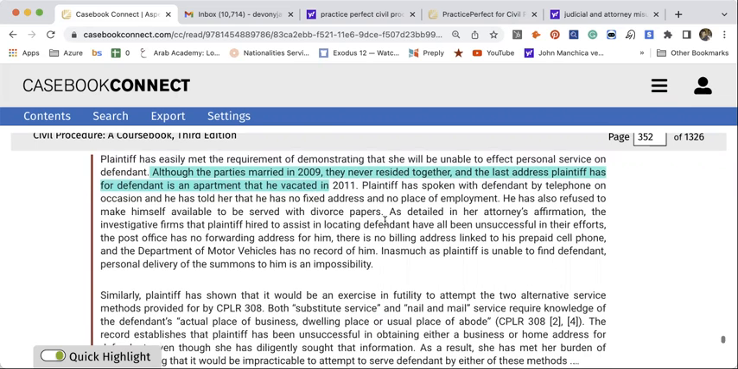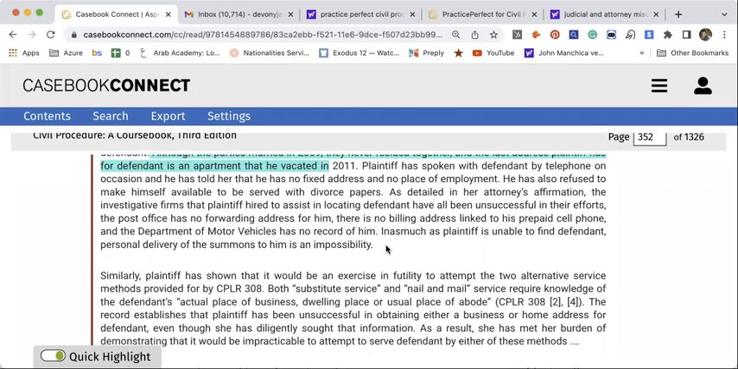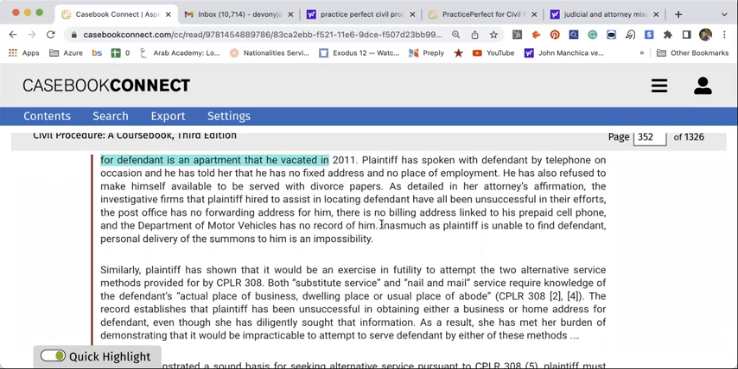As detailed in her attorney affirmation, the investigative firms that plaintiff hired to assist in locating the defendant have all been unsuccessful in their efforts. The post office has no forwarding address for him. There's no billing address linked to his prepaid cell phone, and the Department of Motor Vehicles has no record of him. Inasmuch as plaintiff is unable to find defendant, personal delivery of the summons to him is an impossibility.